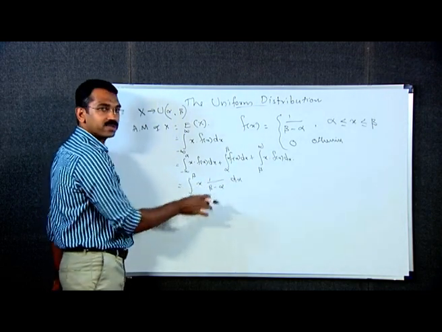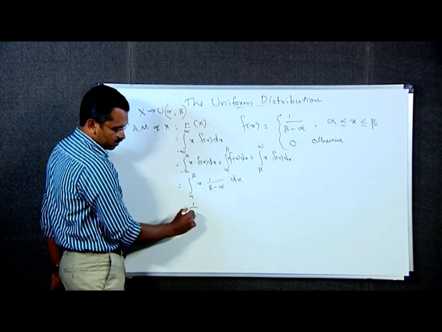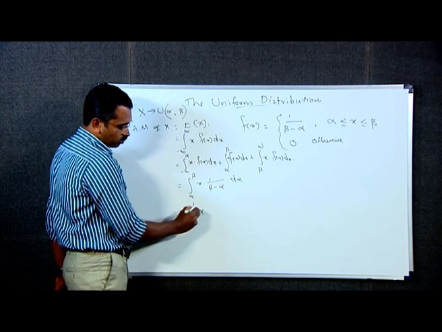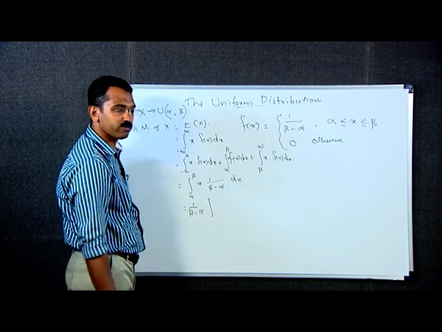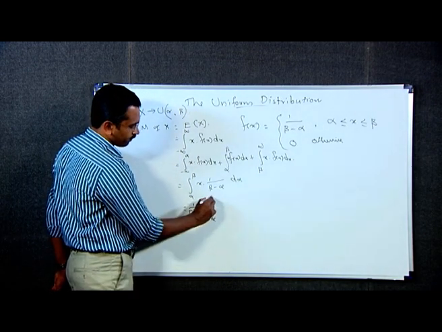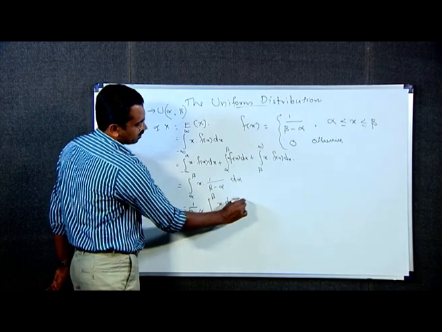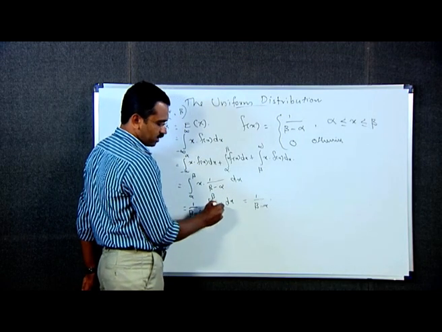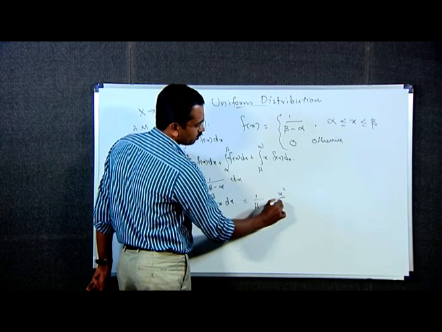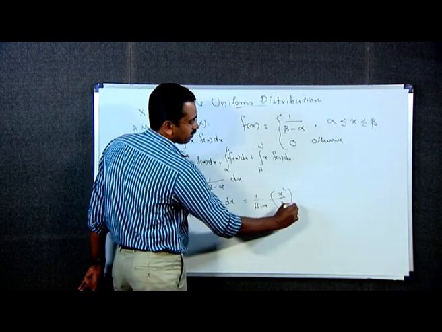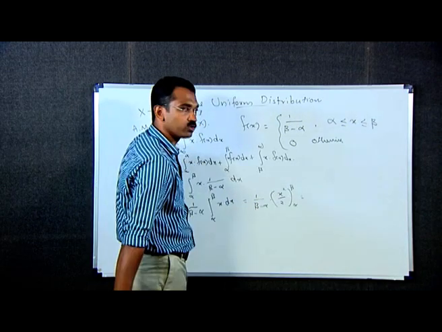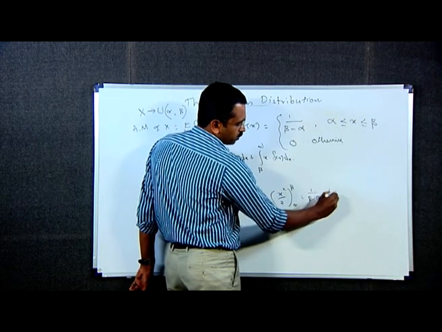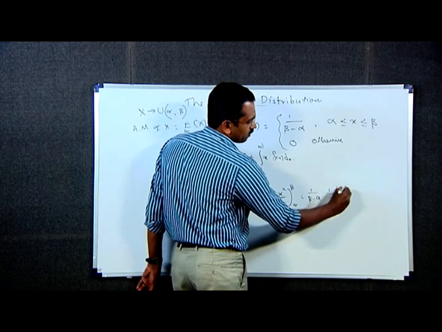Here 1 by beta minus alpha is a constant which can be taken outside of the integral. Therefore, this is equal to 1 by beta minus alpha into integral from alpha to beta x dx. That is 1 by beta minus alpha into, here integral x dx is x square divided by 2 between the limits alpha and beta, which is equal to 1 by beta minus alpha into 1 by 2 into beta square minus alpha square.